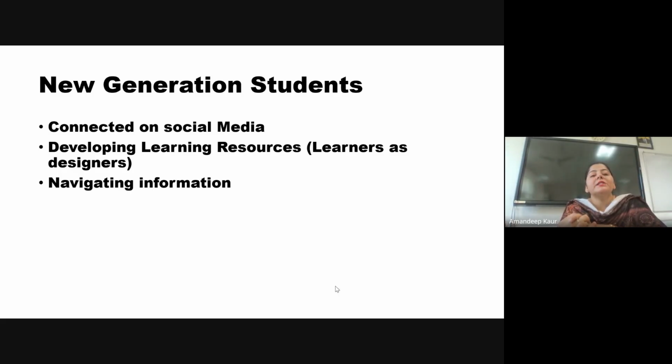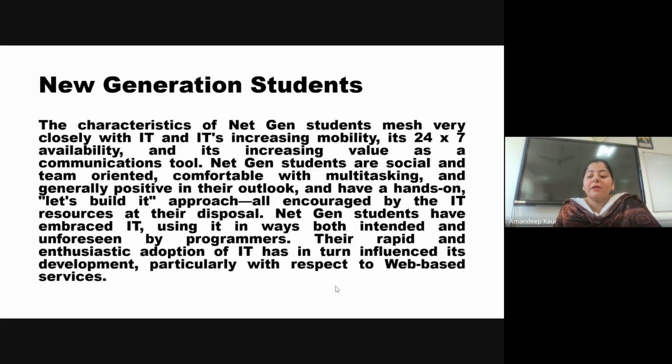So nowadays the students who are available with us in our classroom environment are more connected to social media. So when I say more connected to social media, this is a case that I have collected from one of the research studies. That case mentioned that the characteristic of this particular net generation is that they have integrated themselves very closely with the use of technology, and because it is available 24 by 7, students are using it nowadays as a communication tool.